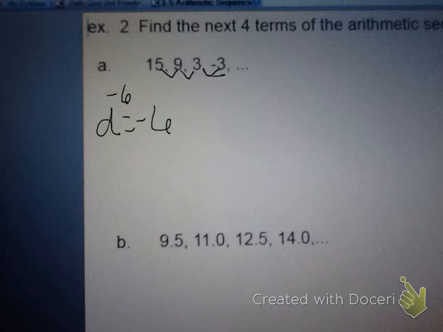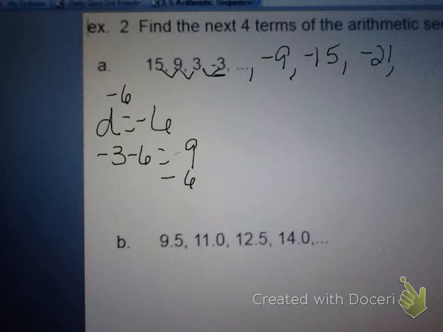So negative 3 minus 6 is a negative 9. And then negative 9 minus 6 is a negative 15. Negative 15 minus 6 is a negative 21, and then subtract 6 and I get a negative 27.